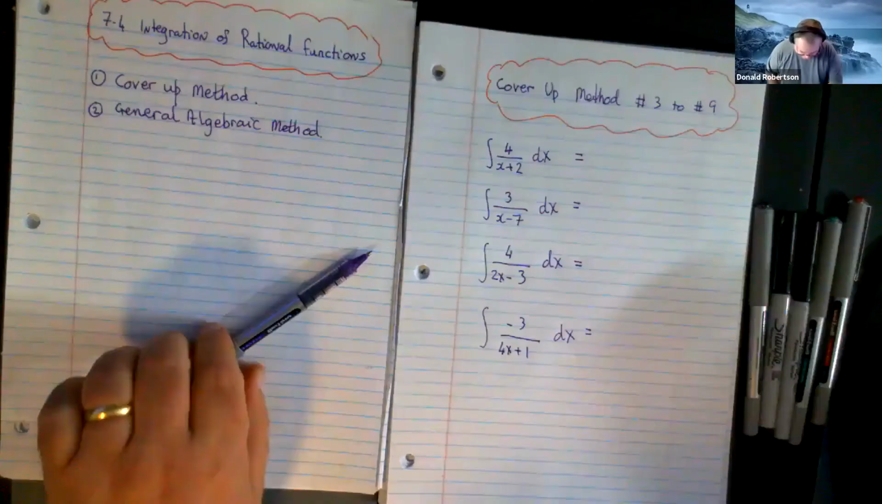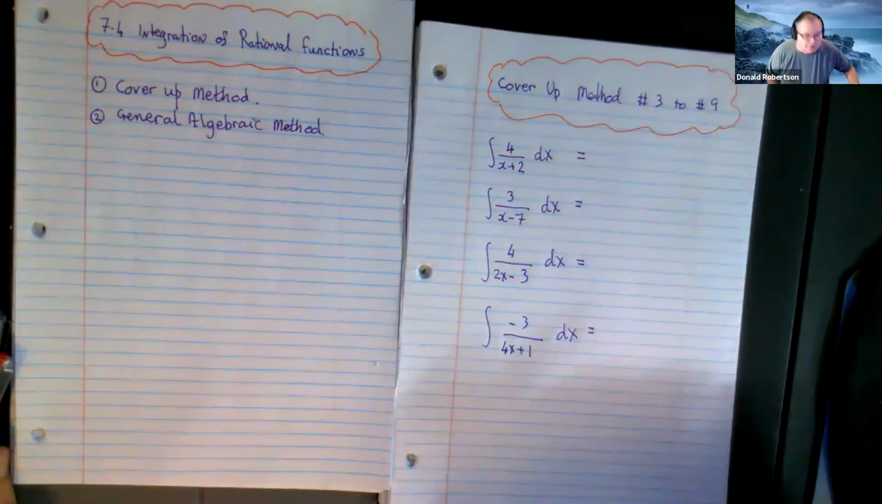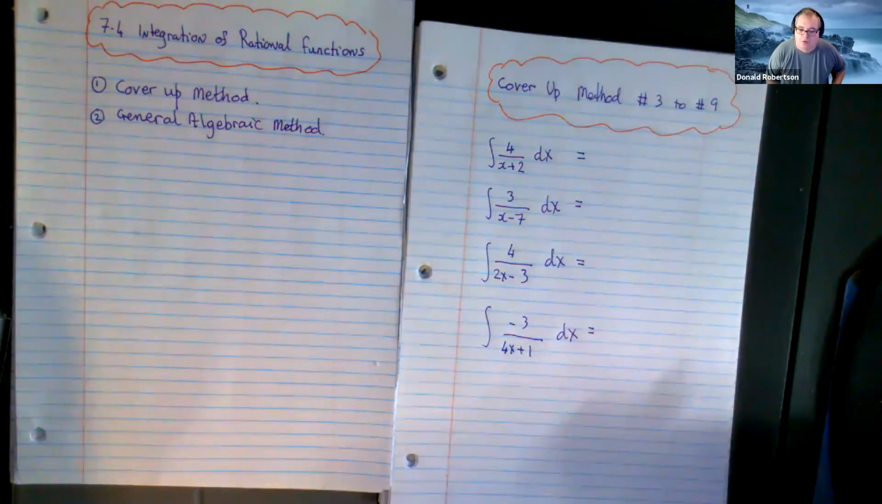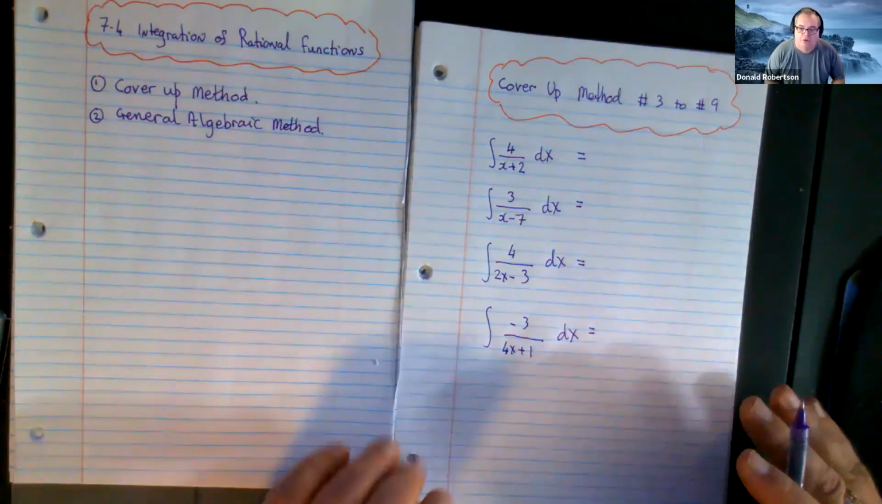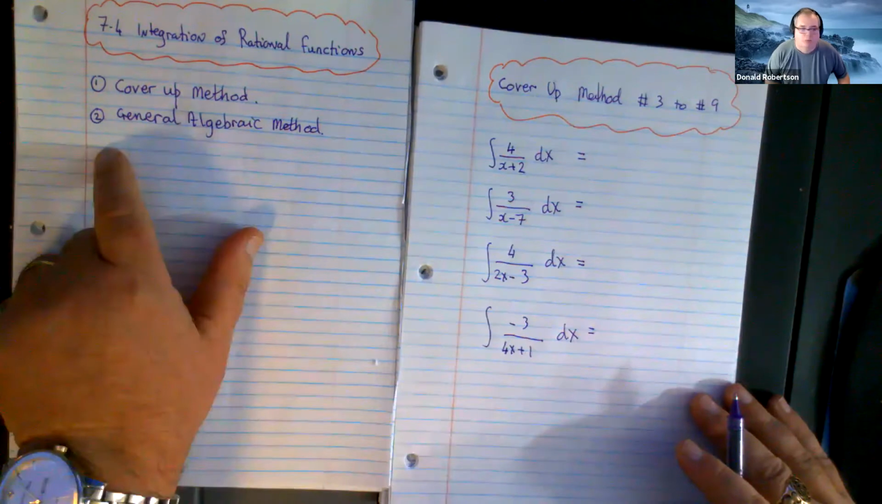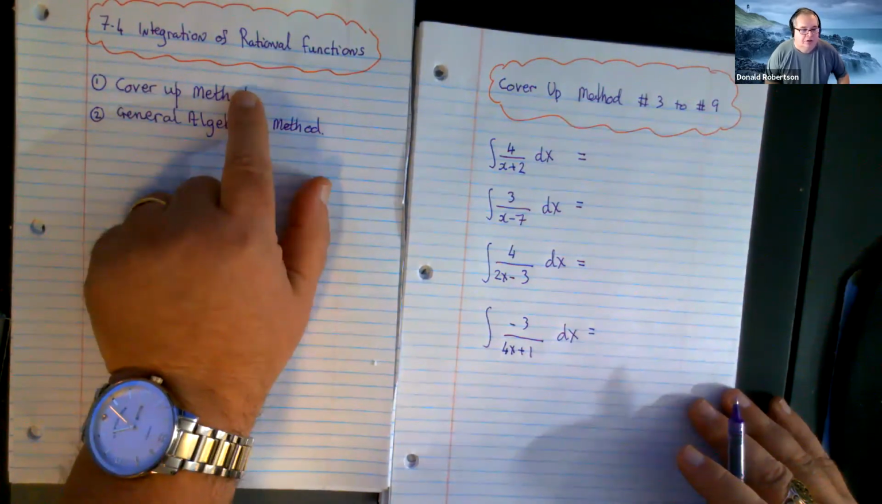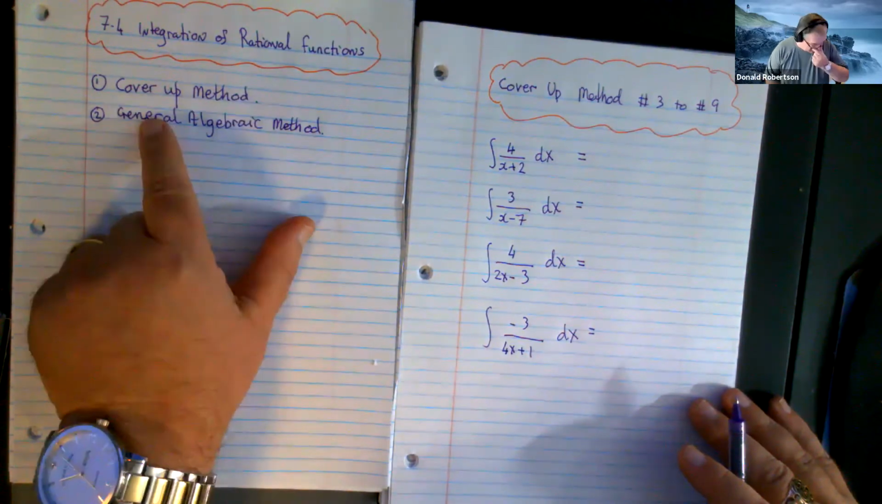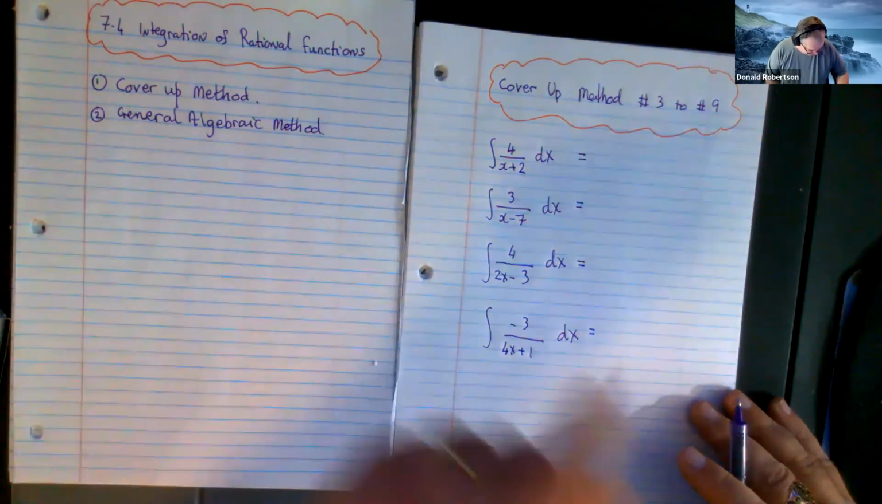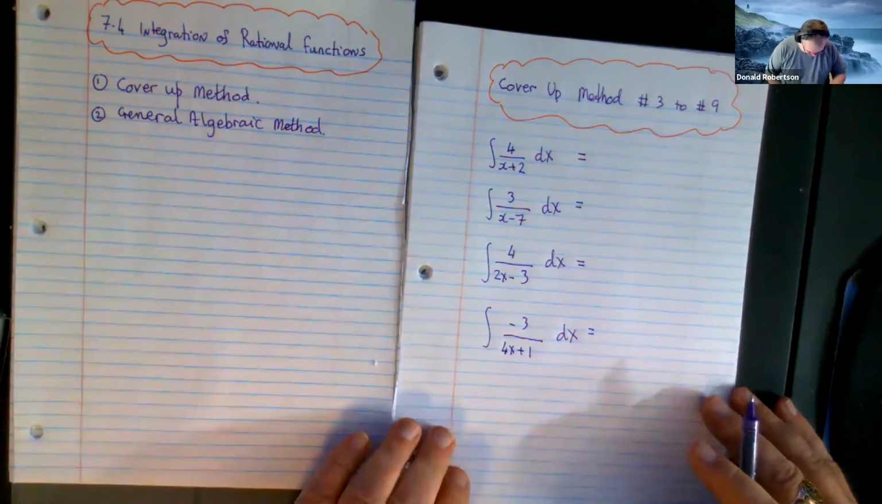We are working through section 7.4, integration of rational functions. I'll do a quick overlap, and then we're going to jump right into using the method that we showed you last time, called the cover-up method, and that's what I'm going to focus on today. And we will get that finished, I'm pretty sure. And then we can start at the beginnings anyway, maybe even get a question done on the general algebraic method.